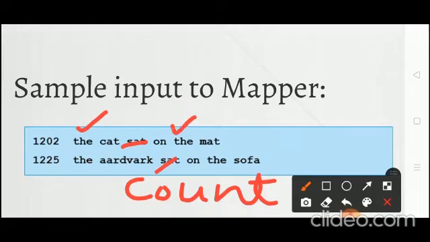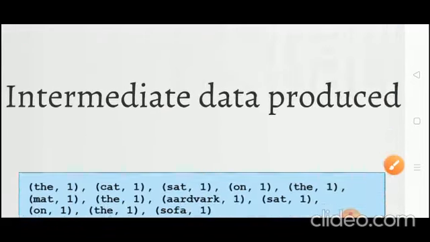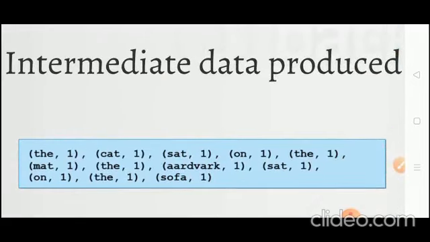The is available at 1 second and the third. So I can write down that the is coming 3 times. Likewise, we need to identify the word count from this particular code. So what will happen to the intermediate data producer? We will tokenize each and every element.